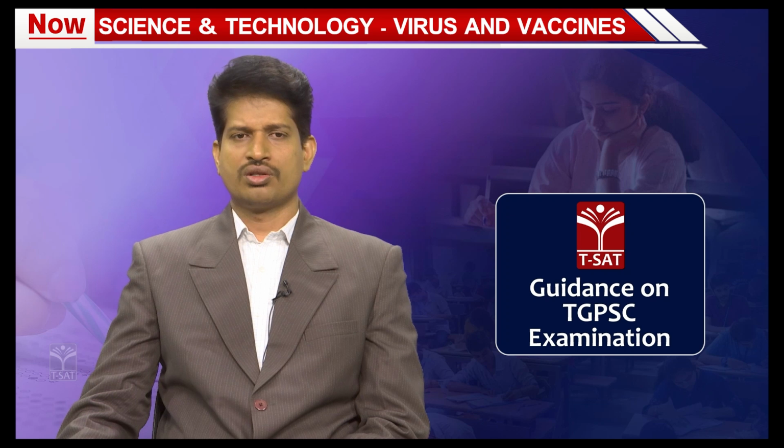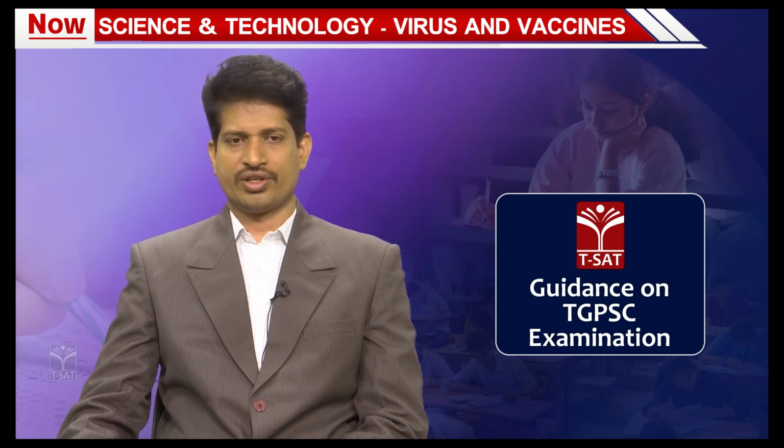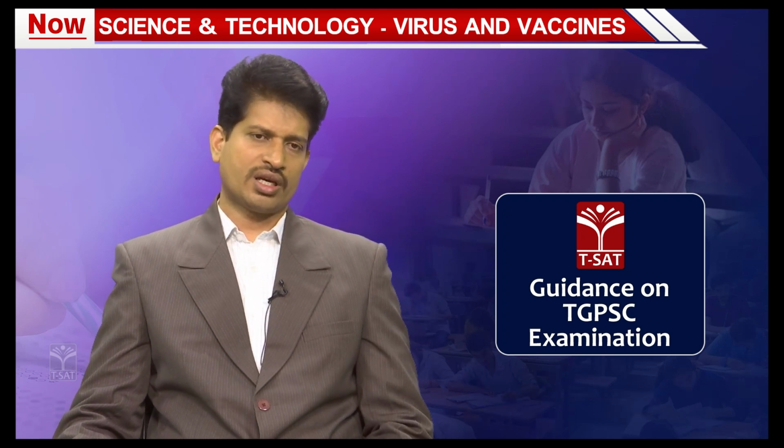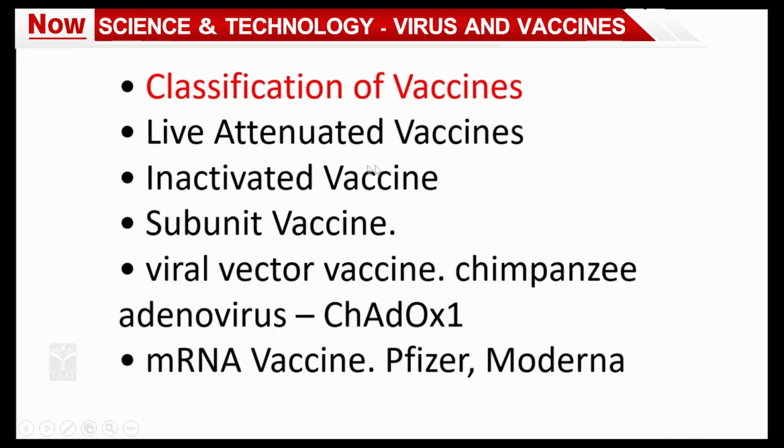Based upon the technology, vaccines are classified. In what way are these vaccines classified? Live attenuated vaccines means the virus which is introduced into you will be alive, but weakened. It will not have the capacity to generate a disease in you. The next type is the inactivated vaccine, which means the virus is completely killed and then introduced to activate the immune system.